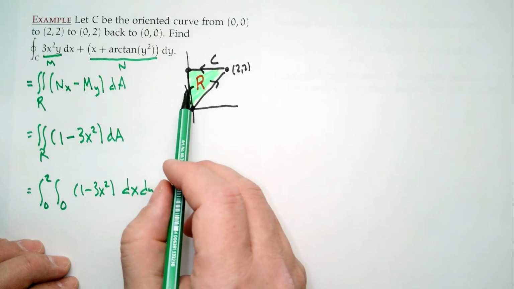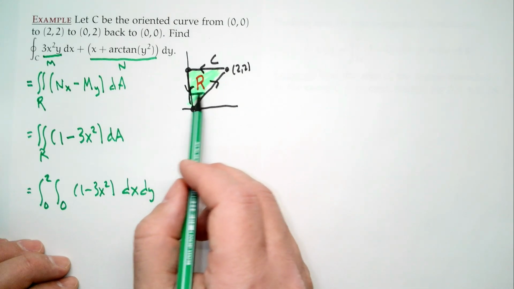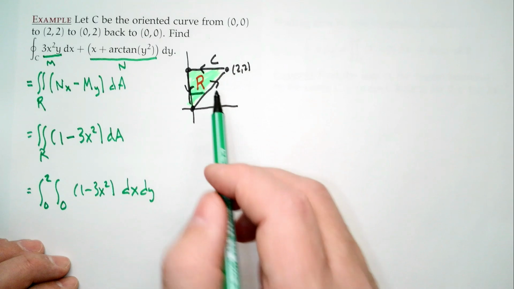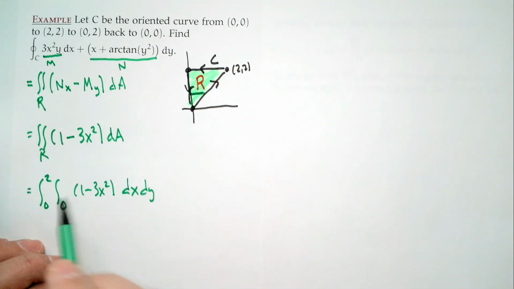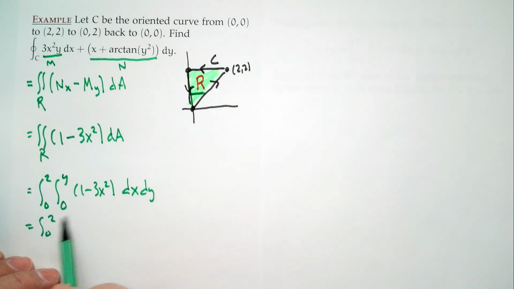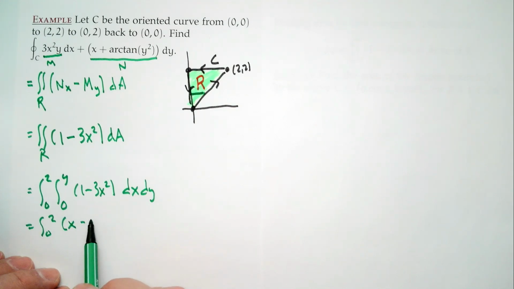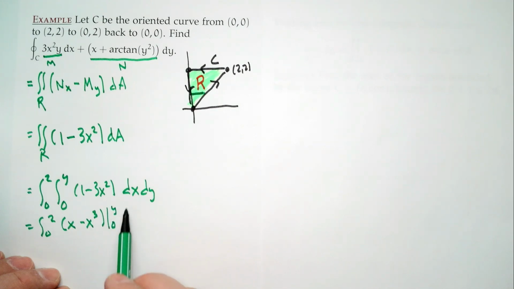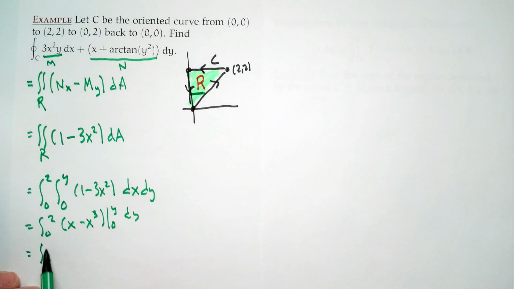0 out to 0 to y, because this is the curve x equals y. So we integrate this. Well, this is the integral from 0 to 2. We integrate with respect to x. We're going to get x minus x cubed, evaluated from 0 to y. So this becomes the integral from 0 to 2 of y minus y cubed, dy.